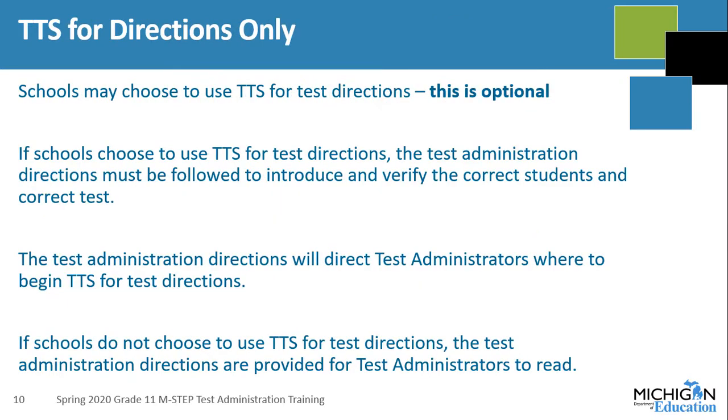TTS for directions only is available. TTS on the test itself is still a designated support, while TTS passages, which is an accommodation, is available for grade 6 and 7 ELA only. If a school chooses to use TTS for test directions, the test administration directions provide a script to follow to verify student test tickets, verify the correct test, and to provide an introduction.